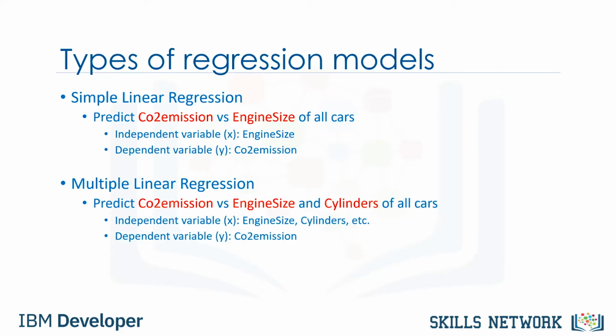In reality, there are multiple variables that predict the CO2 emission. When multiple independent variables are present, the process is called multiple linear regression. For example, predicting CO2 emission using engine size and the number of cylinders in the car's engine. Our focus in this video is on multiple linear regression. The good thing is that multiple linear regression is the extension of the simple linear regression model. So, I suggest you go through the simple linear regression video first if you haven't watched it already.